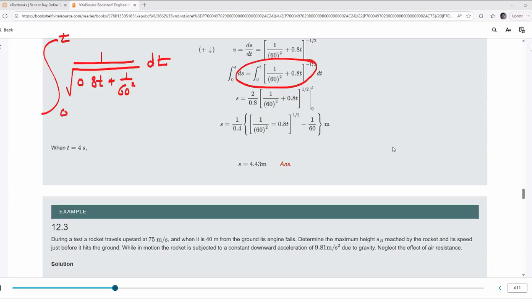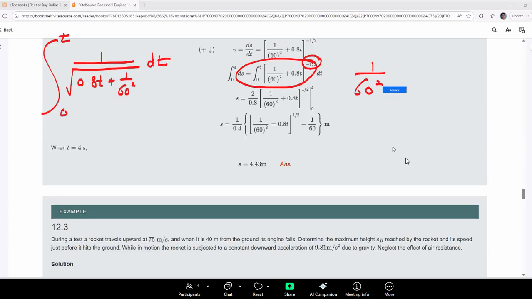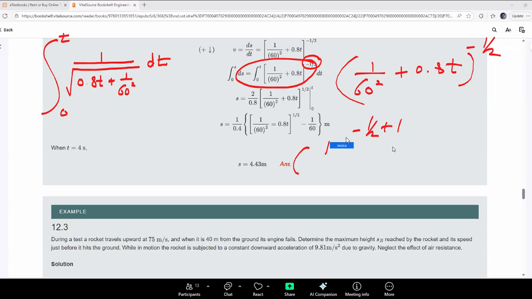So in other words, this is the power: 1 over (60 squared plus 0.8t), and the power is negative 1 over 2. Then raise the power like this, negative 1 over 2 plus 1, and 1 over negative 1 over 2 plus 1 is 1 over 2, like that.